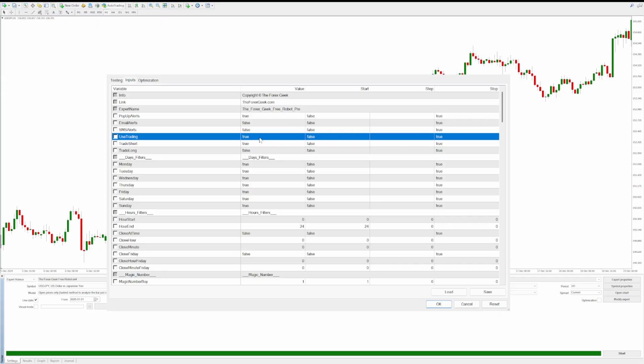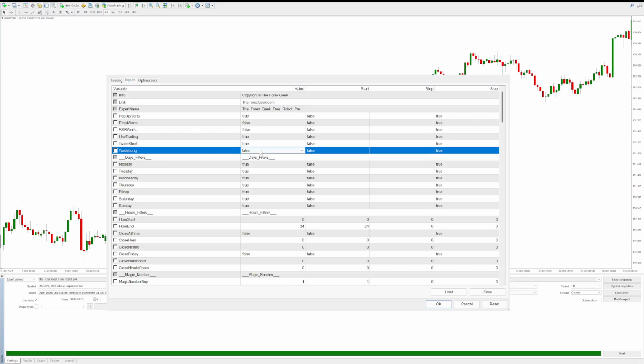We can even have use trading set to true, in which instance the EA can actually place and manage a trade on your behalf according to the settings that you choose. You can combine alerts with use trading as well. So you have an alert, you know there's been a trade placed, and you can manage it from there.